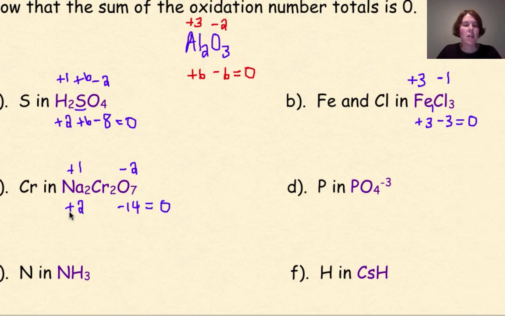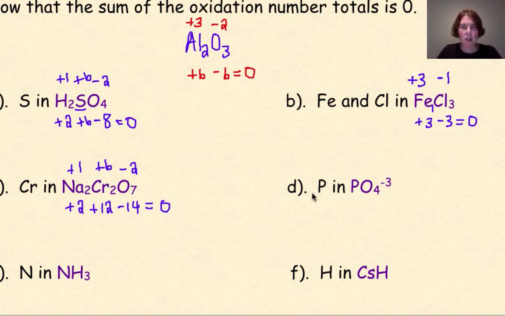So when I look at this, +2 minus 14, this has got to be +12. What number times 2 will give me 12? I know that is +6. So I go back and check my reference table. Chromium has the ability to be +6, therefore I know I'm right.